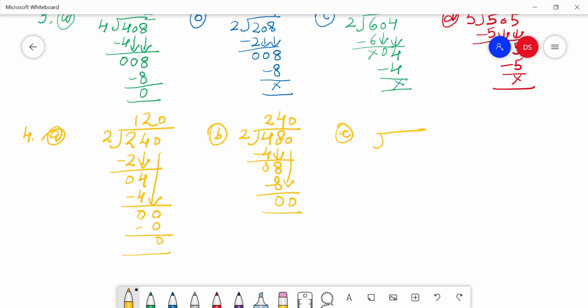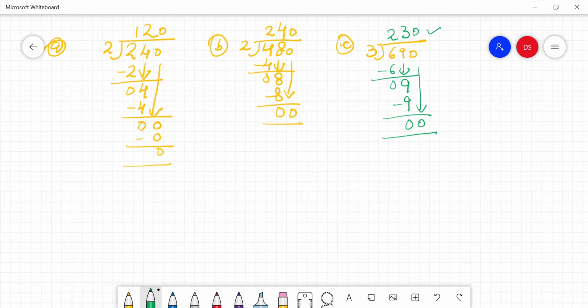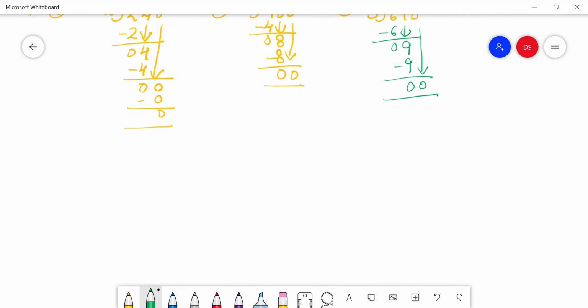Now C part, 690 divided by 3. 3 2s are 6. This is 0. We will take down the next number, that is 9. 3 3s are 9. 9 minus 9 is 0. Last digit is 0. We will take 0 directly to the quotient place. The answer is 230. Now we will move to the next question. Question number 5.